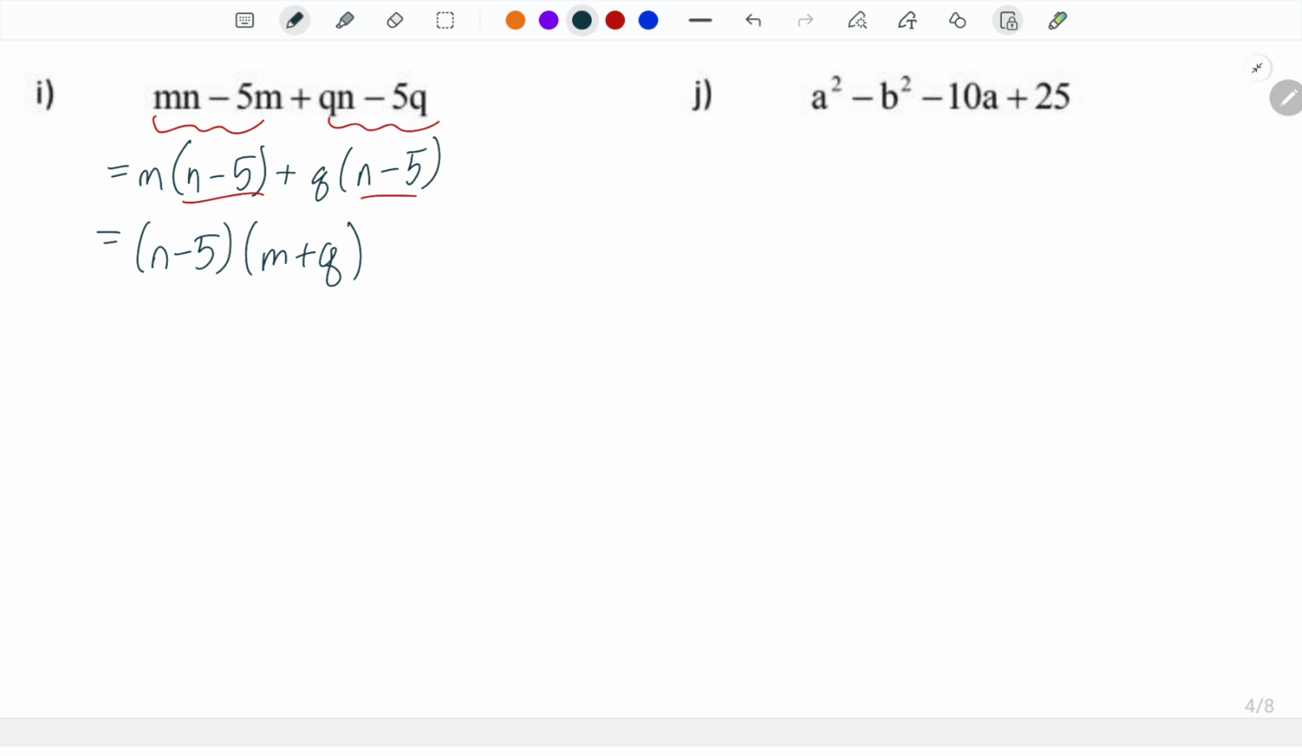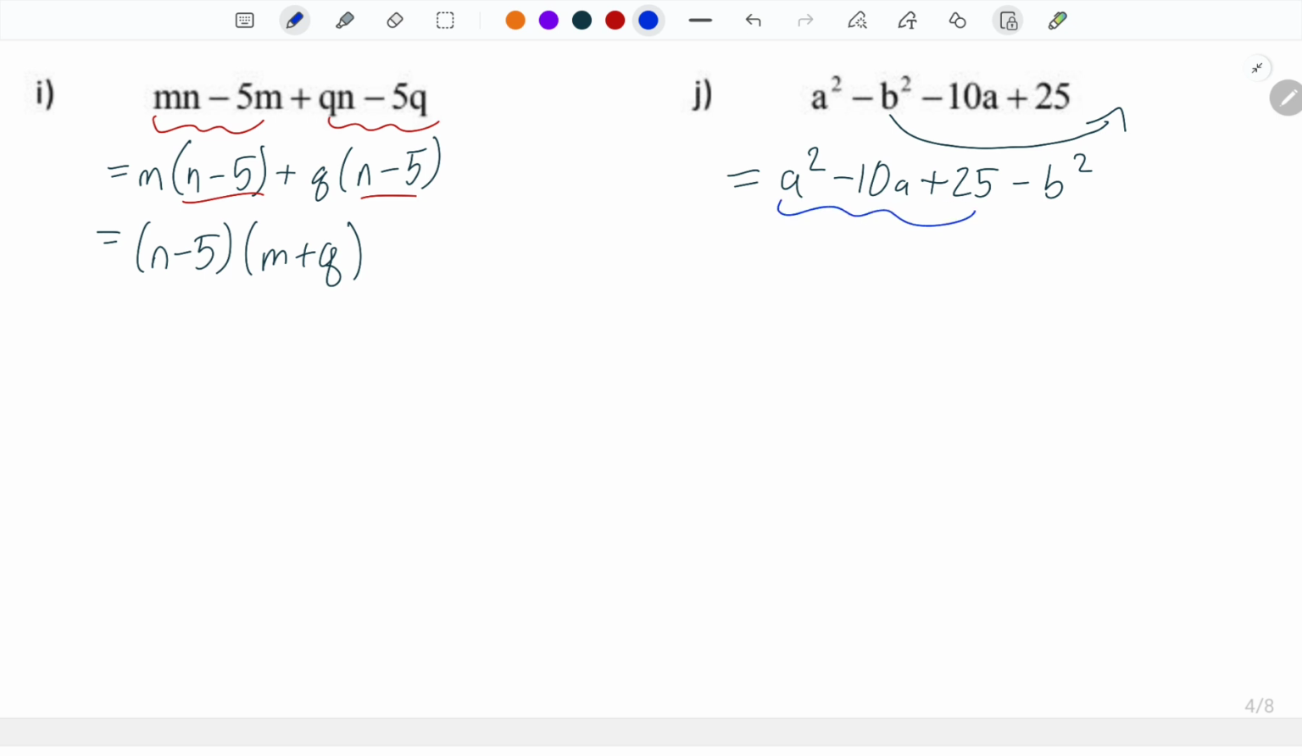So in this next one, we have a squared minus b squared, and we have 10a and 25. This one's a little tricky because at first it might look like you just have a difference of squares, but then there's not much you can do with the 10a and the 25. So instead, I'm just going to reorder things. I'm going to work with just the a's and leave the b off to the side. So I have a squared minus 10a plus 25, and then minus b squared.